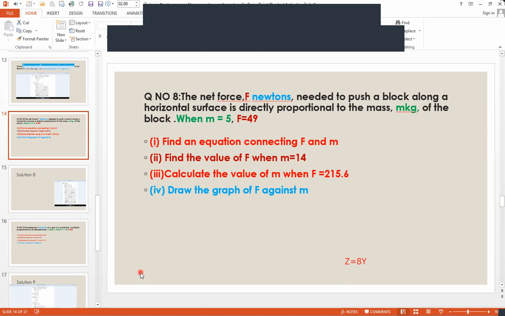They are saying the net force F newtons. Okay. Basically, the variable is F. And this Newton is its unit. The force unit is Newton. But here, you just focus on this variable, that is F. Okay. Needed to push a block along a horizontal surface is directly proportional to the mass, and then mass is given M. Okay. Here, which variable do you have to use? M for mass, and for force, you have to use F. Basically, these two variables are given.